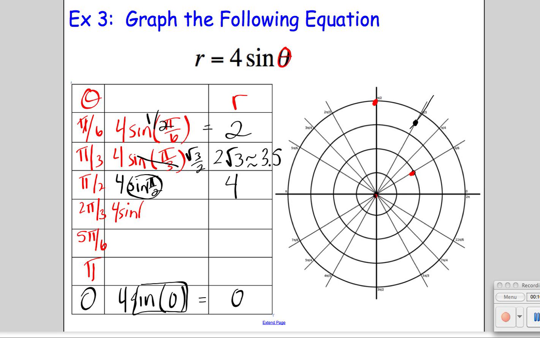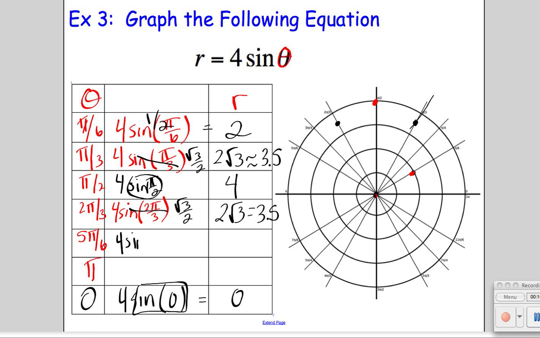Now I plug in 2 pi over 3, so 4 sine of 2 pi over 3. Looking at my unit circle, the sine of 2 pi over 3 is square root of 3 over 2. Times that by 4, I get 2 square roots of 3. I get the same thing I got for pi over 3, which is 3.5. So I'm going to end up at 3.5 again for 2 pi over 3.